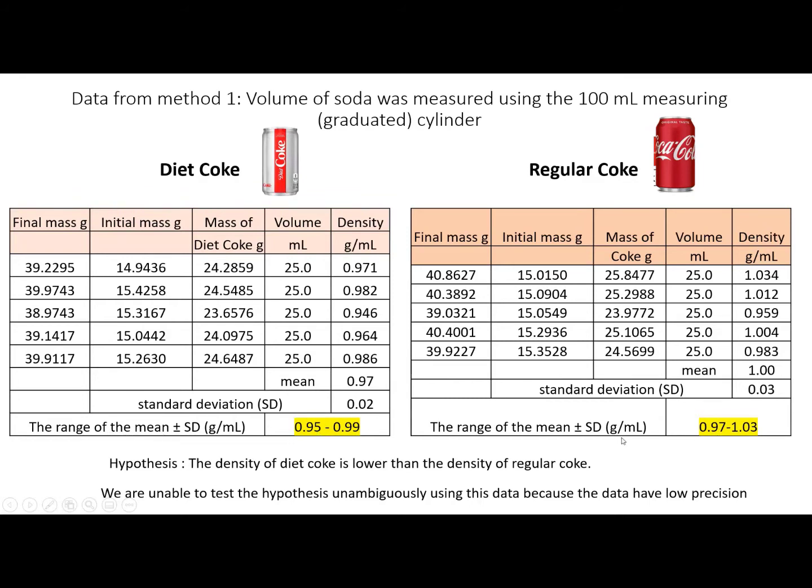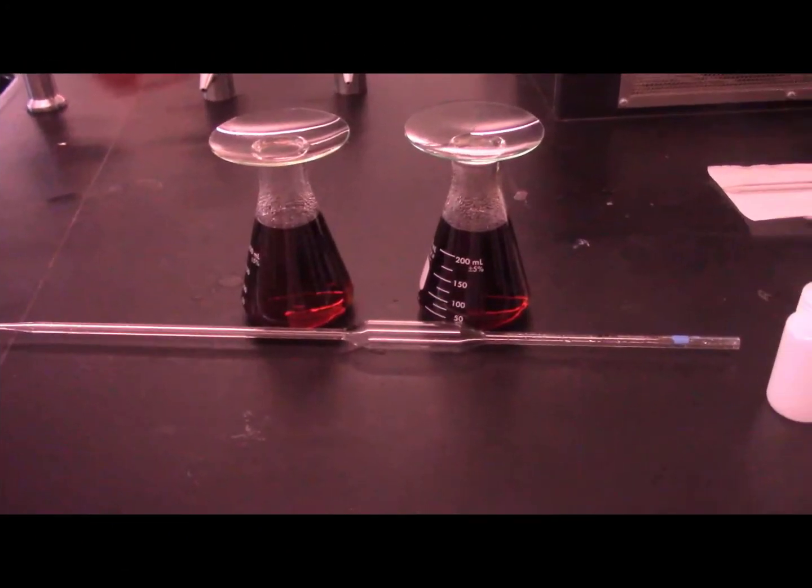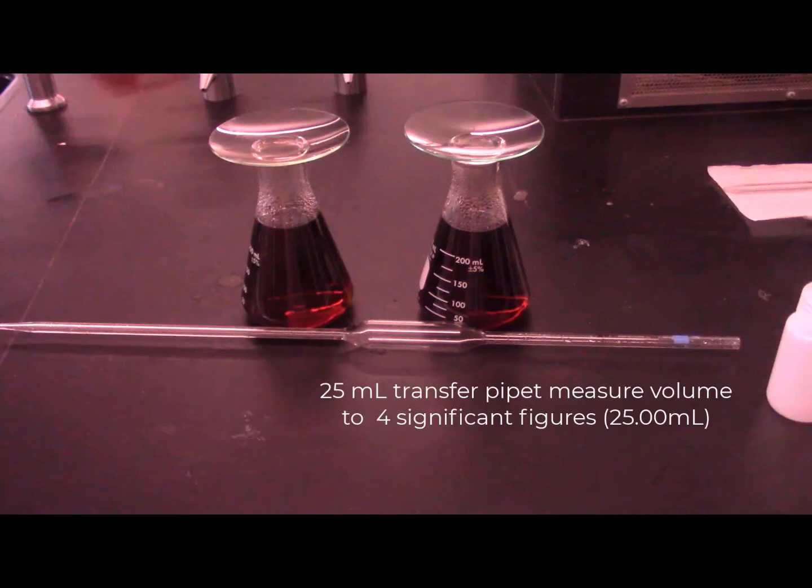If we look at the range, the lower end density values for regular Coke overlap with the higher end density values of Diet Coke. Therefore, we are unable to test the hypothesis unambiguously using this data because the data have low precision. In other words, they are scattered. Our data suggests that the low precision is mainly due to the volume measurements. Therefore, in method 2, we will measure the volumes accurately and precisely using a 25 milliliter transfer pipette.